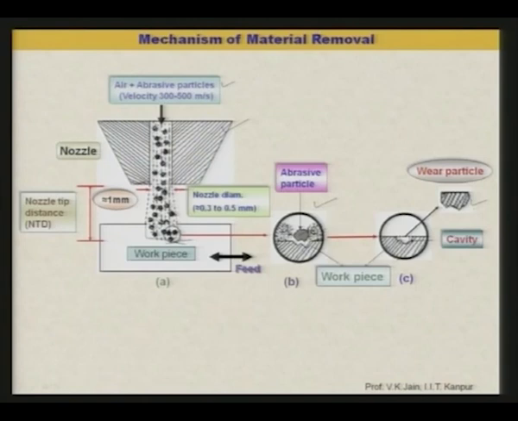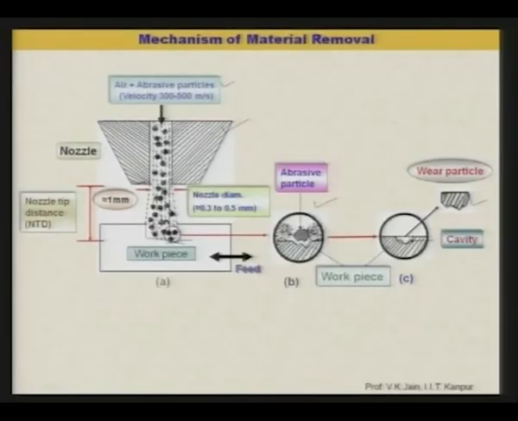Now, there are thousands of such cavities formed on the workpiece surface. So, according to the shape of the nozzle exit and the way in which these abrasive particles are hitting, you will get the shape of the cavity on the workpiece surface, and here is the worn out abrasive particle from the workpiece, that is creating the cavity.